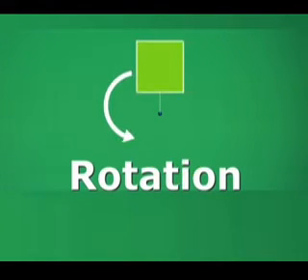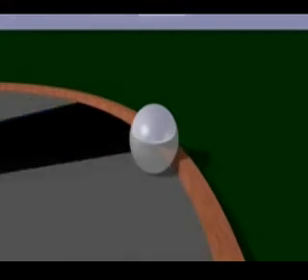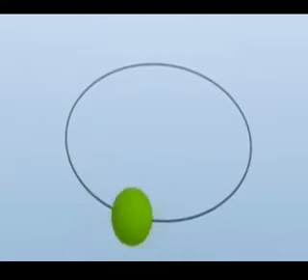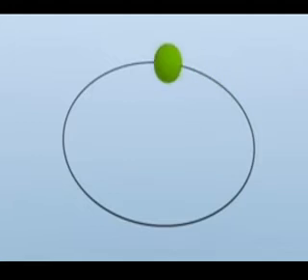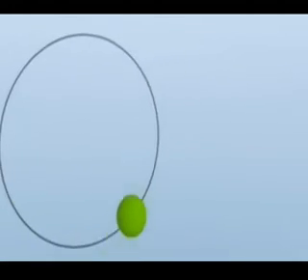Next chapter, rotation. A rotation is the turning of an object about a fixed point. The fixed point is called the center of rotation and does not change. The amount of turn or angular distance is called the angle of rotation.